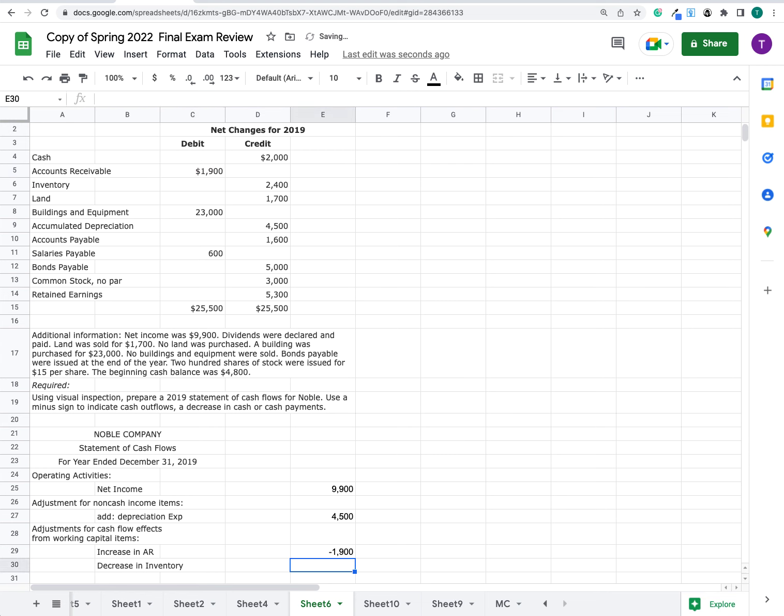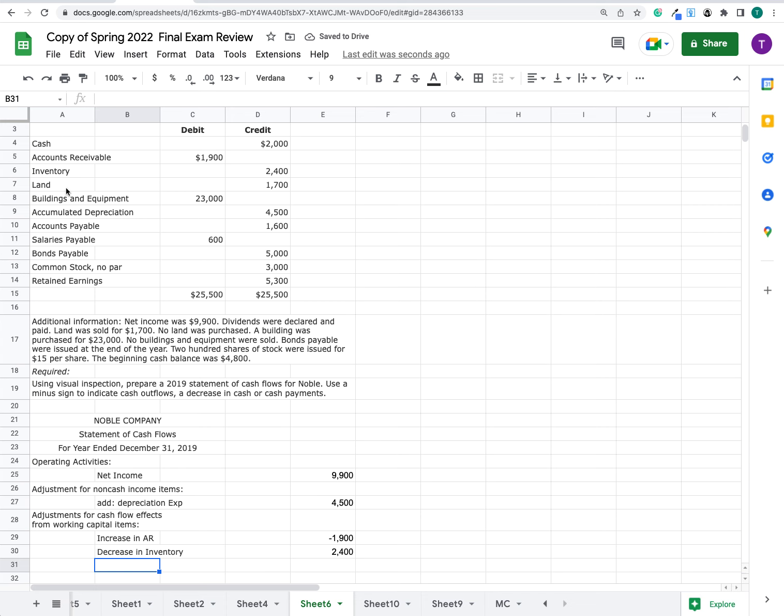And then inventory, if we had a decrease in inventory, the opposite would be true. It would be increasing because that means that that's been sold, and that expense is pulling down the net income, but as far as cash flow goes, it would be increasing. So we need to add that. 2,400.